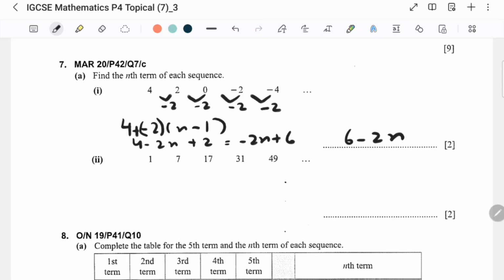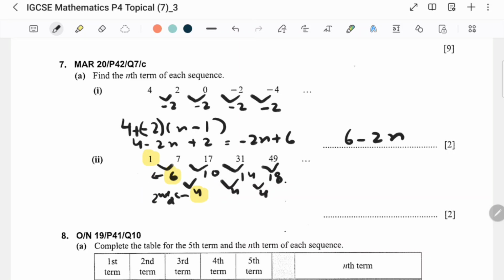Here you have 1, 7, 17, 31, 49. The differences are 6, 17 minus 7 is 10, 31 minus 17 is 14, and then 18. Look at the second difference: 4, 4, 4. 18 minus 14 is 4, 14 minus 10 is 4, 10 minus 6 is 4. Now 2a is the second difference, then the first difference, and the first term.